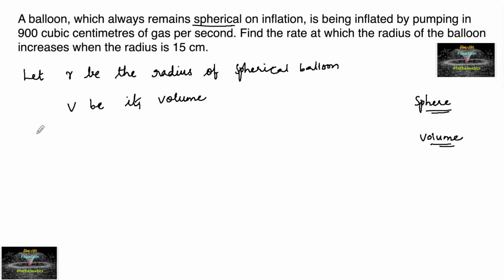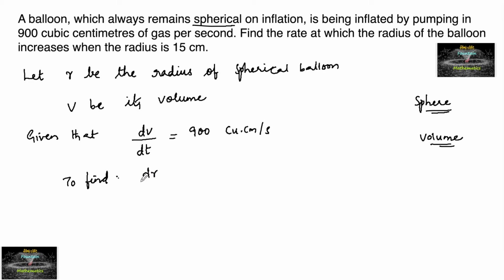And then it's given that dV by dt is equal to 900 cubic centimeter per second. Then to find the rate at which the radius of the balloon increases, that is dr by dt, we need to find it at r is equal to 15.